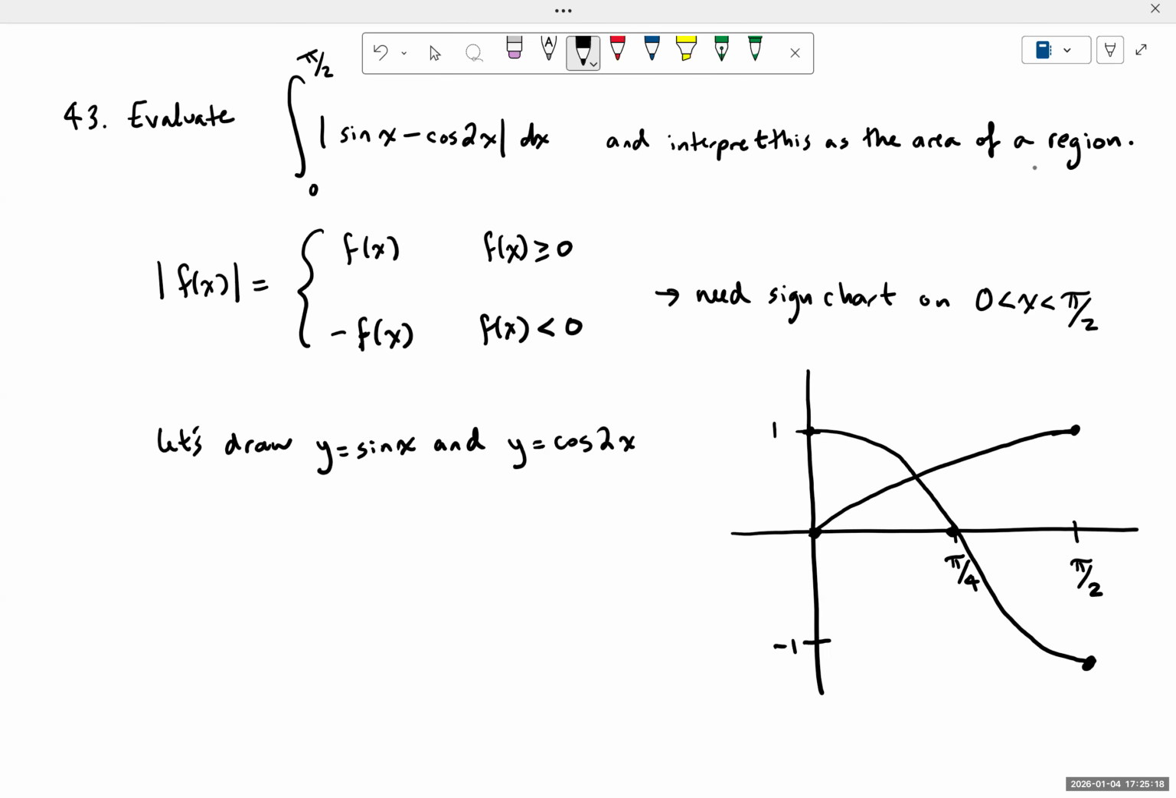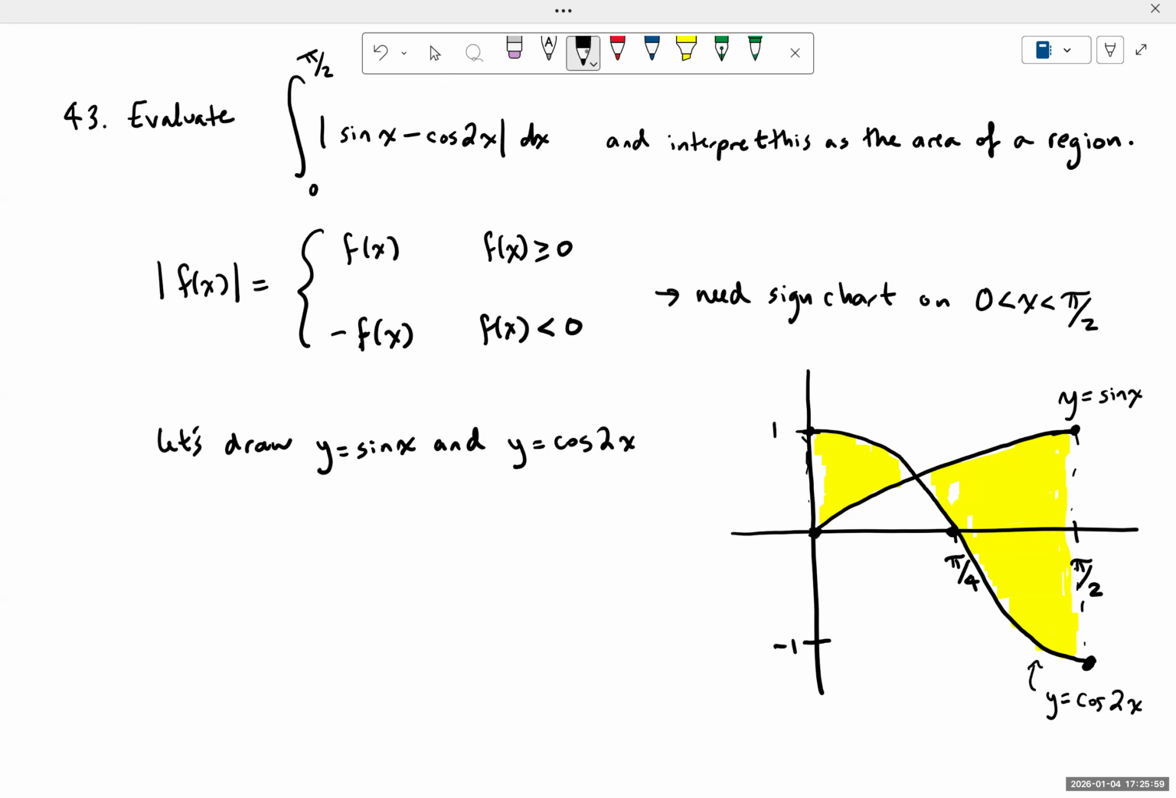So this is the region that we're interested in, right? Let me fill this in a little bit. And so we see, similar to some of the other problems that we saw, we have two different parts of the integral, and we can break this up into two pieces. So let's look at this. This one is y equals sine x. And this one is y equals cosine of 2x.